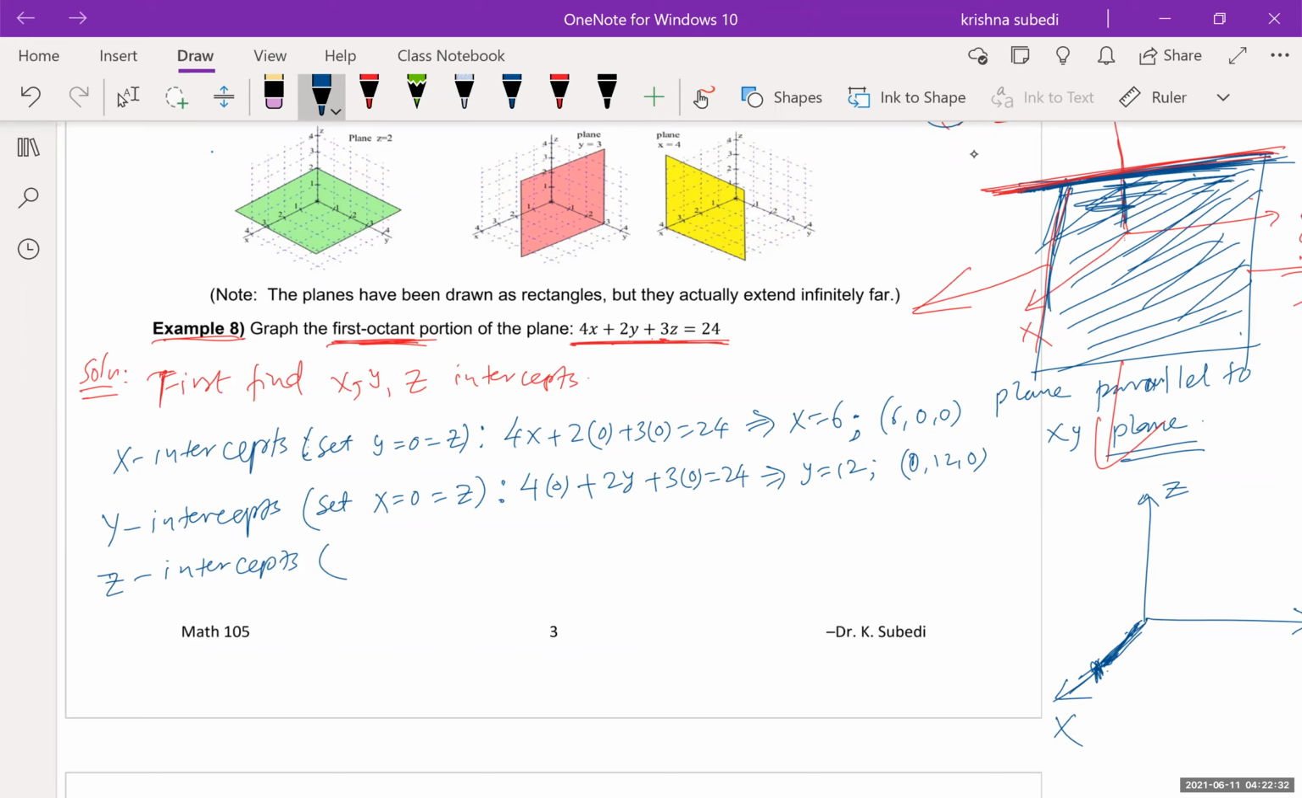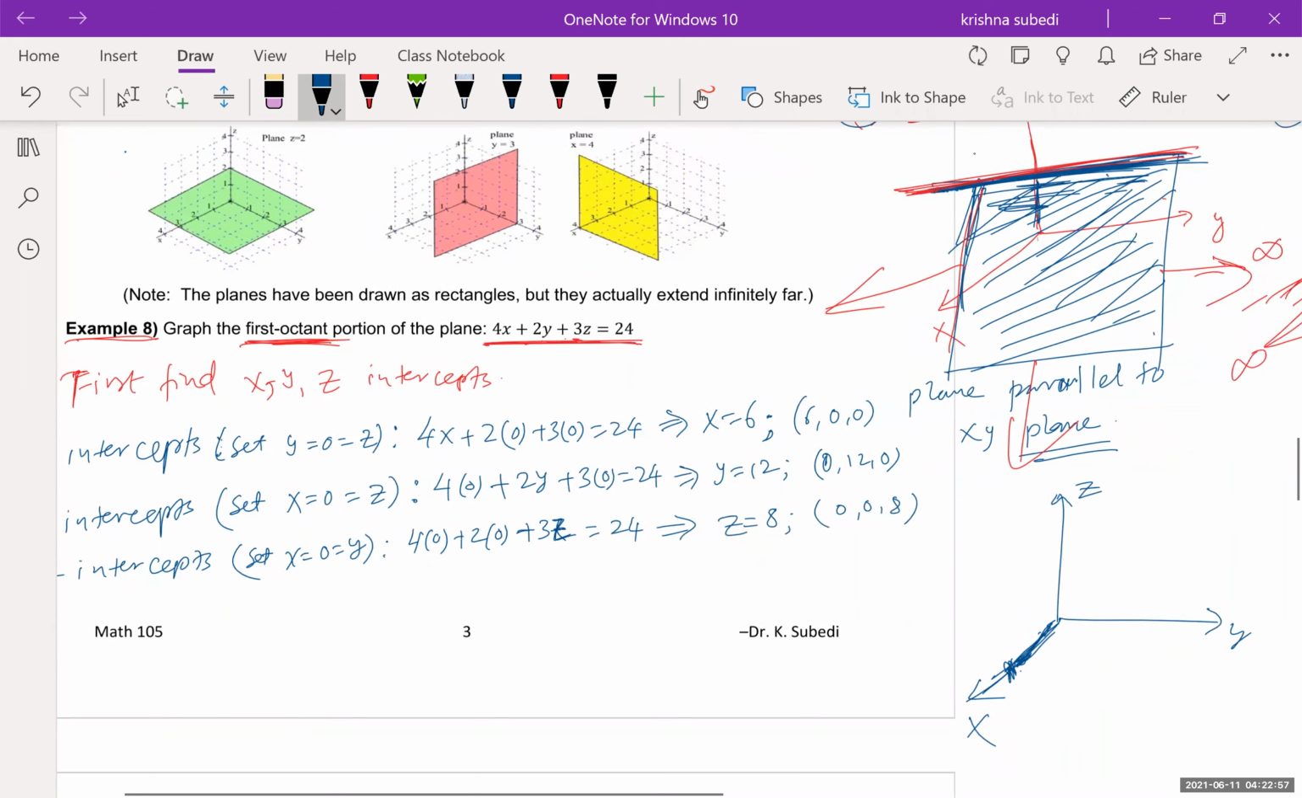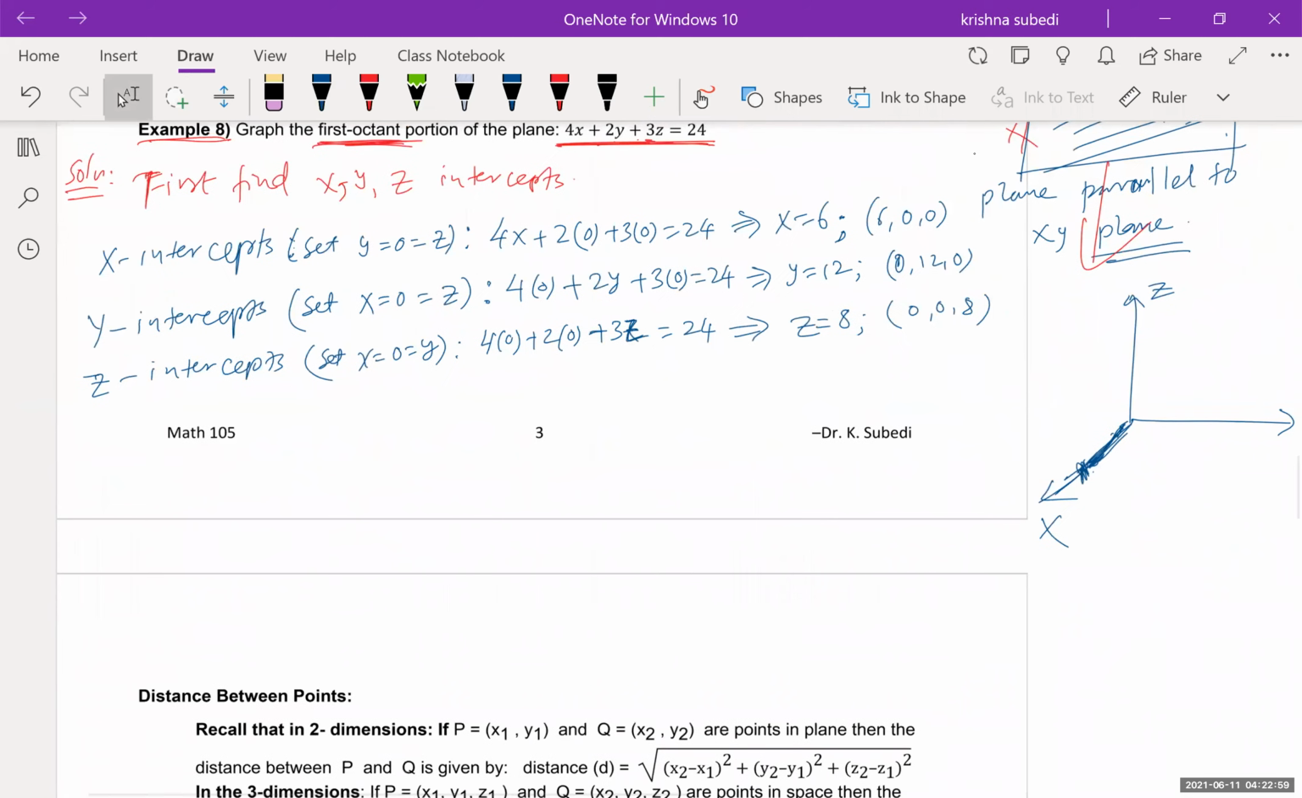Now for the z-intercept, we need to set x equal to 0 and y equal to 0. So that's going to give me 4 times 0 plus 2 times 0 plus 3 times z equals 24, and that's going to give me z equals 8. So the point is (0, 0, 8). And let us draw those points in the graph.